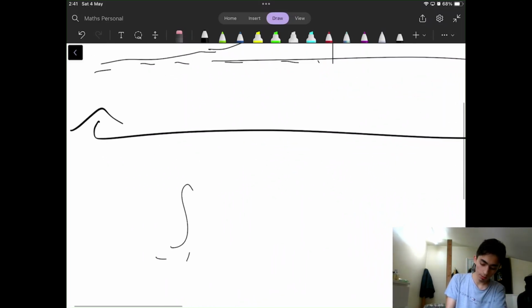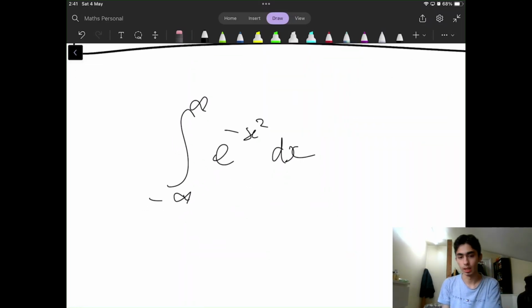So let's start off with the integral across the entire domain of e to the negative x squared dx. This is a non-elementary integral, so there is absolutely no traditional closed form way to express this function's antiderivative. It has to be written as the error function. But given that we have a definite integral with limits, we can actually do a little bit of manipulation.